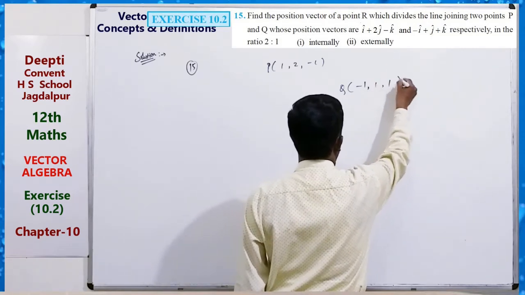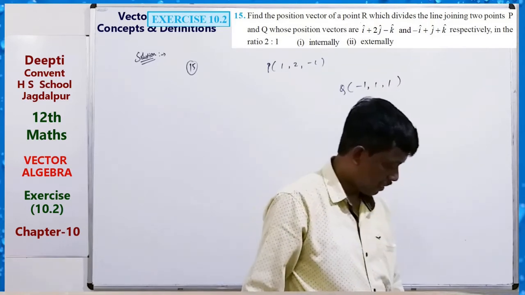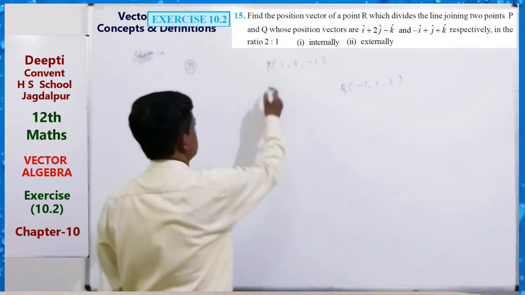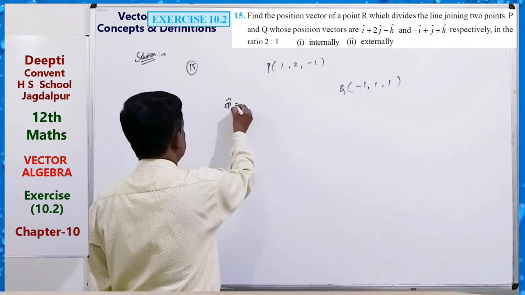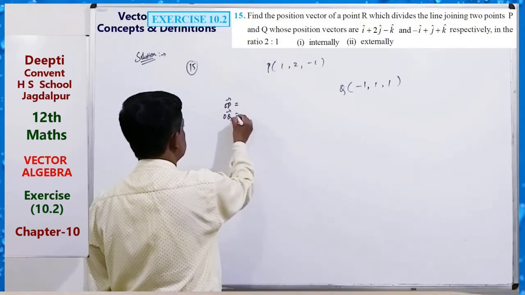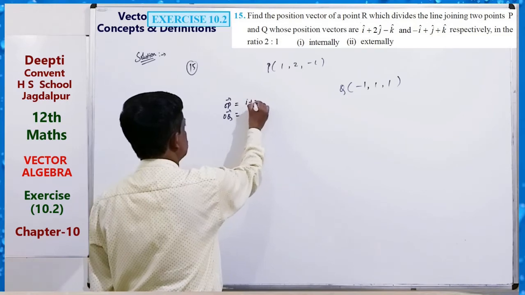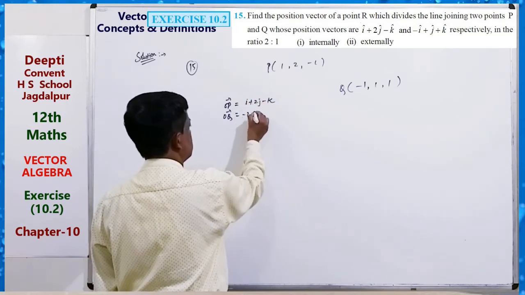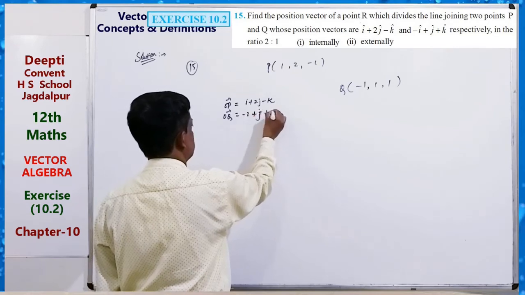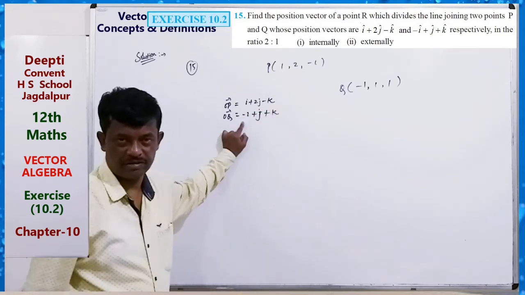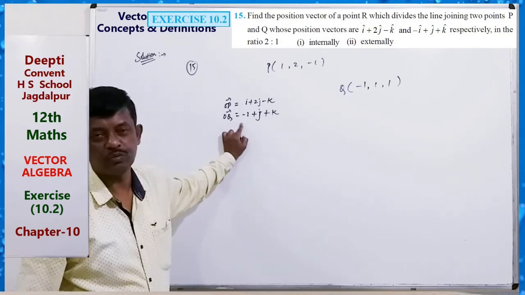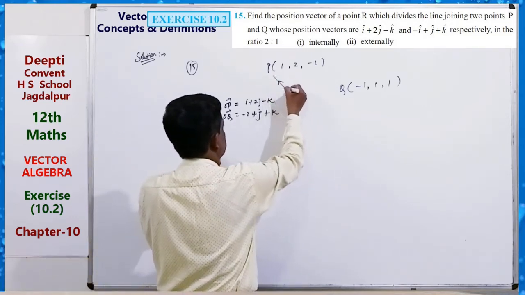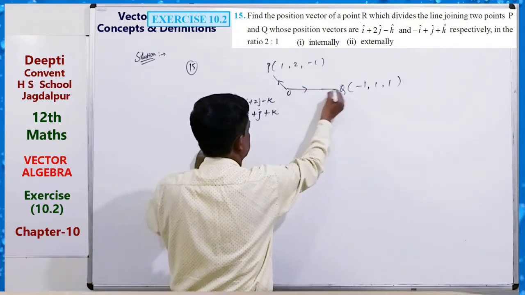Just like this, points are given: minus i plus j plus k, and 1, 2, minus 1. OP is given and OQ is given: i plus 2j minus k, and minus i plus j plus k. These are the given position vectors of two points P and Q, that is OP and OQ.